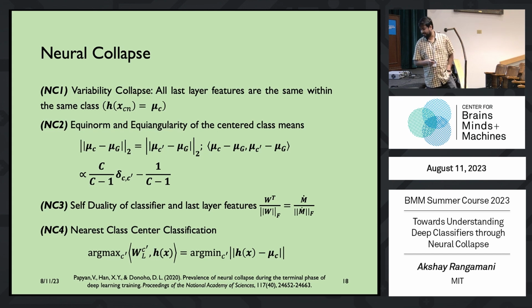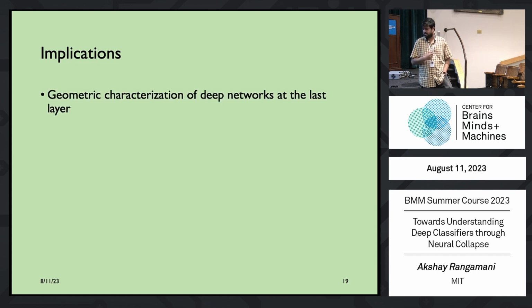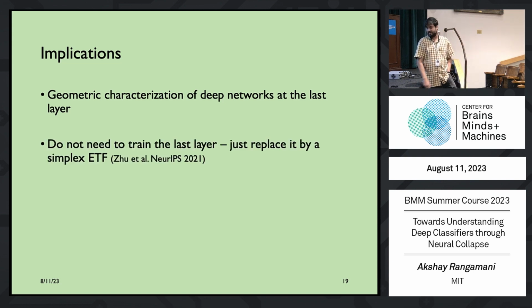Okay, great. So this is what happens at the end of training a deep classifier. Well, what are the implications from here? I think it's cool because you get a nice geometric characterization of what you learn at the last layer of a deep network. And another implication is that you don't need to train the last layer. I can just fix the last layer of a deep network to be this simplex ETF formula, and basically I don't need to train all of those parameters.